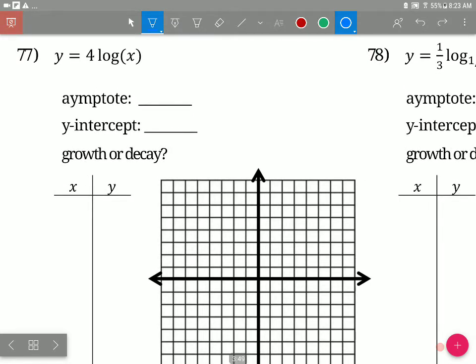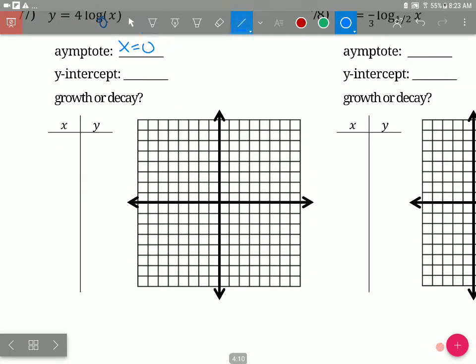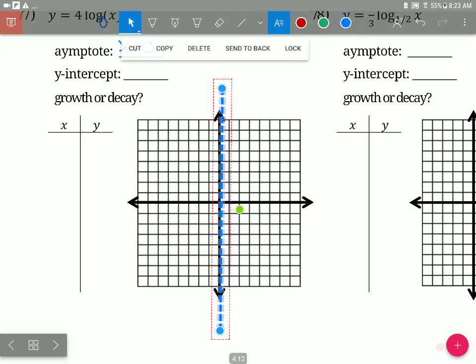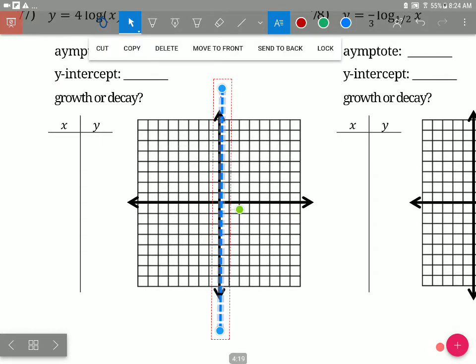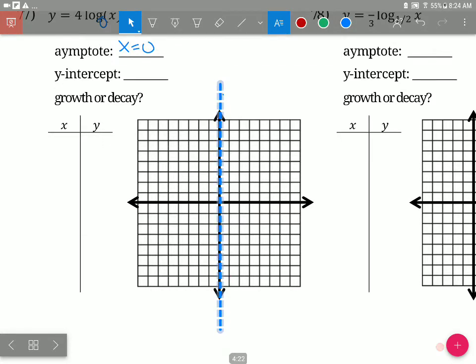All right, your logarithms. Oh, here comes the fun one. This one you may have to put in your calculator, but it's just 4 log x. If there's nothing right there, you can just put it like that. Now remember, these are inverses of exponentials, so instead of an asymptote at y equals 0, it's at x equals 0. So that is a vertical line right here. It will not cross that line.